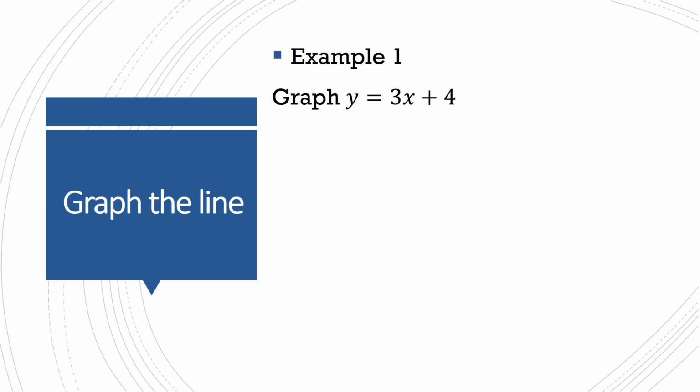So let's graph y equals 3x plus 4 using the slope-intercept form. The first thing we're going to do is notice that the b value is 4, so the y-intercept is the point (0, 4).